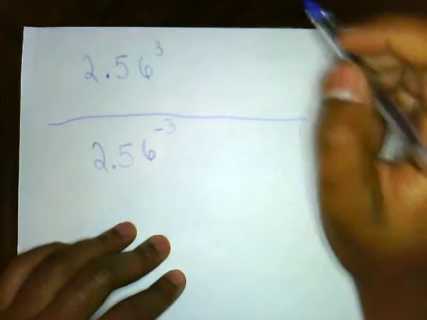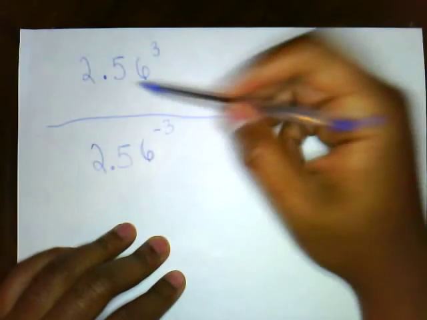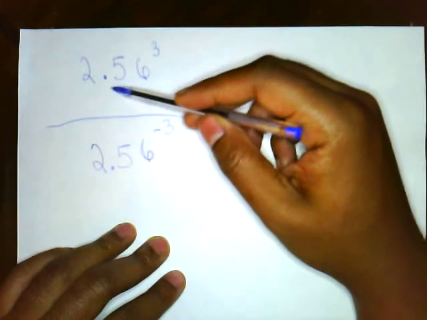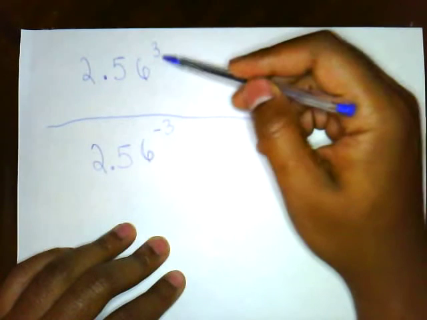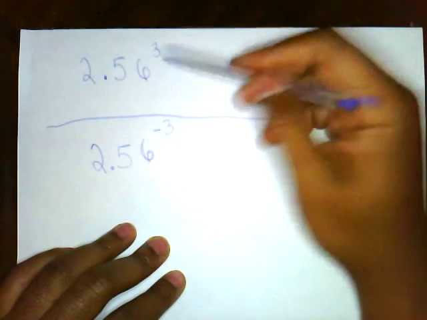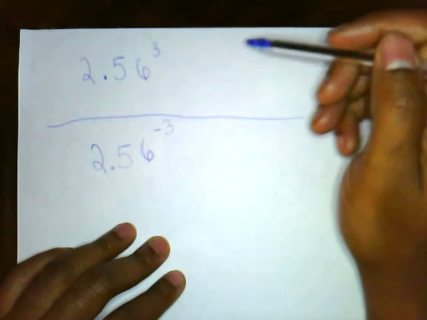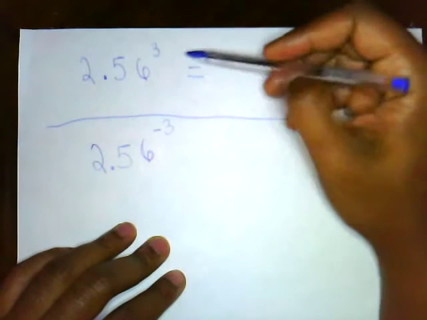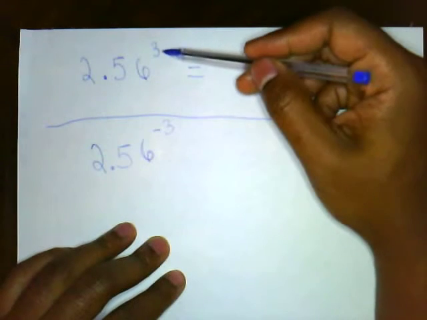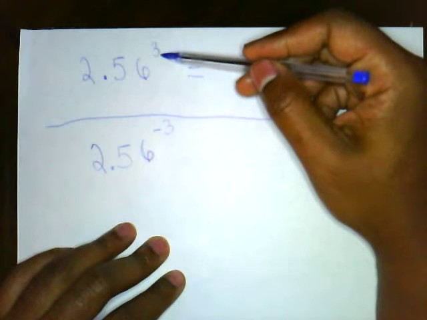Okay, what we're going to learn now is all about scientific notation. Let's look at the number up here at the top, 2.56 to the third power. Now what we're going to do is put this into standard form. The first thing you have to look at is your exponent. Not only does it dictate how many spaces you will move the decimal, it also dictates in which direction.